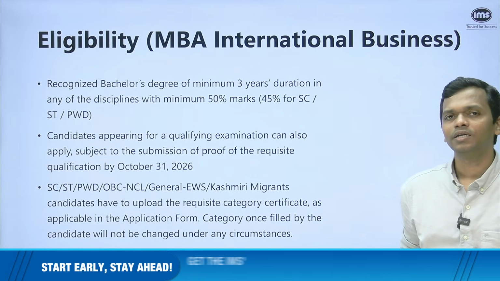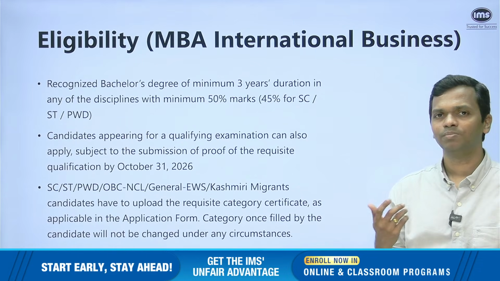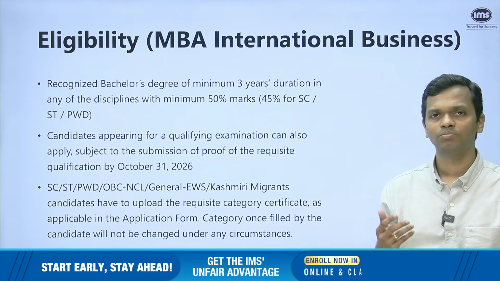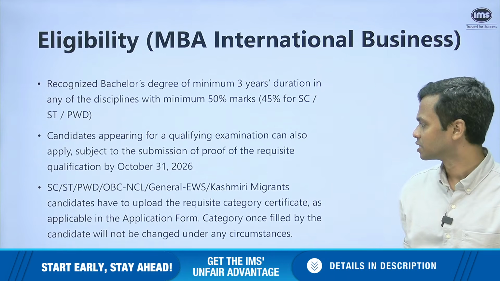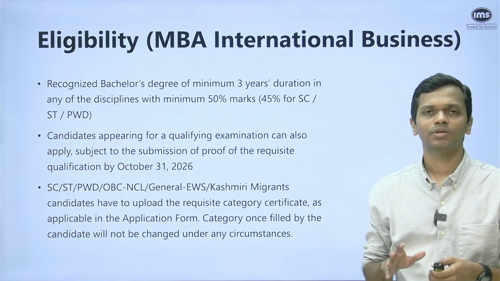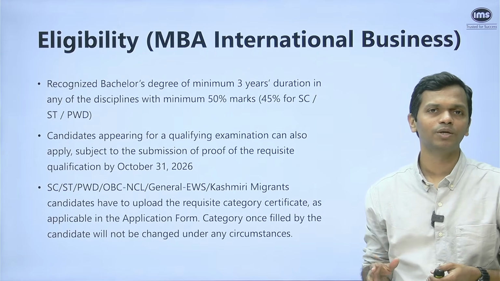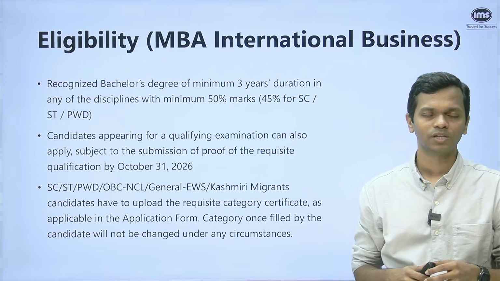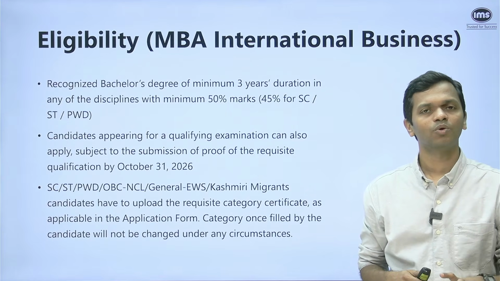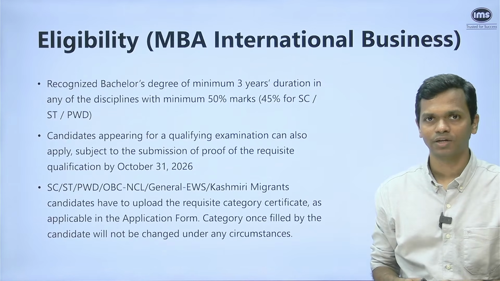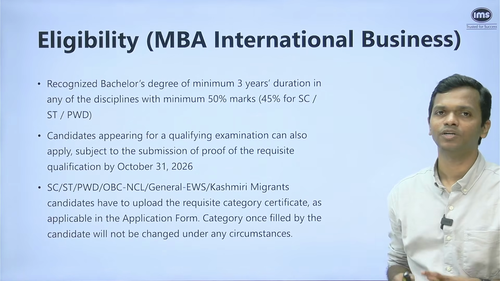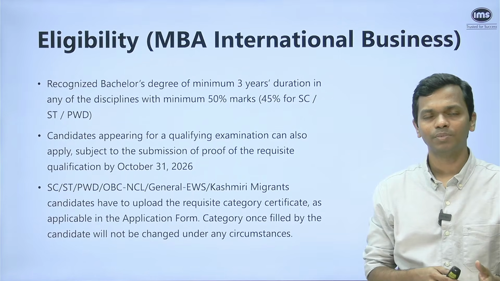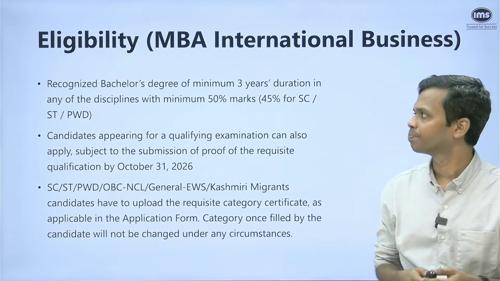Now, when it comes to category candidates, so if you look at SC, ST, PWD, NCOBC, EWS candidates or Kashmiri migrants, in this case, wherever applicable, if you have the document, you have to upload that document. So there's a document upload section which we will cover as we progress. There you will have to upload a PDF of the category certificate that you have. Okay, so all of those certificates will be required. Make sure that you keep it with you before you start filling the form.